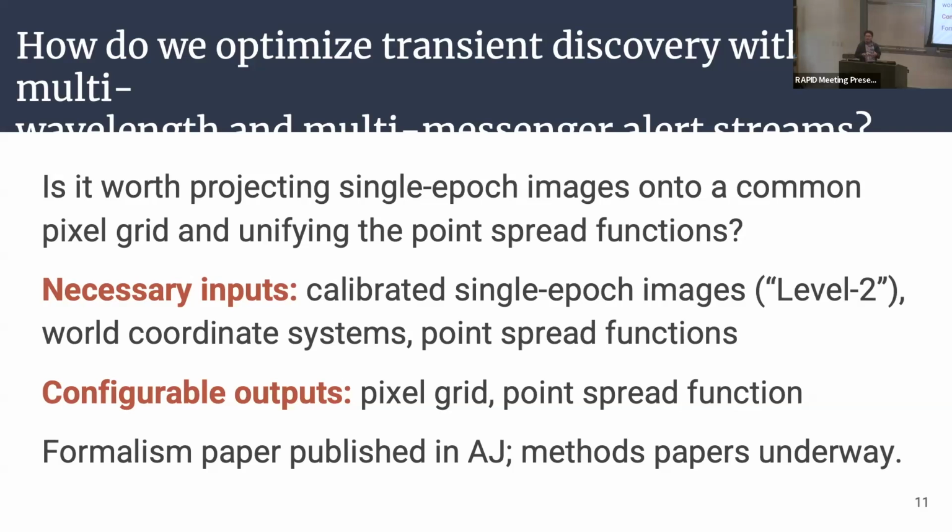So the organizers have asked us to relate our talks to some key discussion points. Unfortunately, I'm new to time domain astrophysics, especially transients. So I think I can only relate this to how do we optimize transient discovery with multi-wavelength and multi-messenger alert systems, or maybe streams. Basically, I think the main benefit is that with aligned pixel grid and point spread functions, maybe we can reduce the rate of false alarms. So that's why it's related to this question.